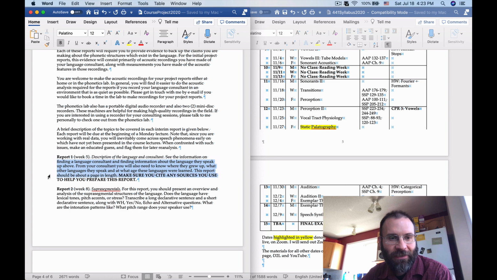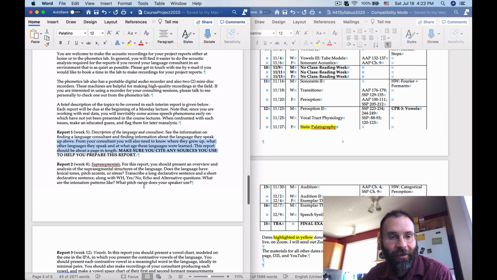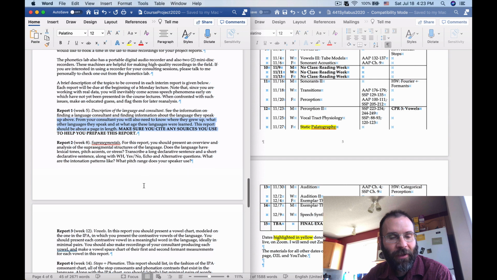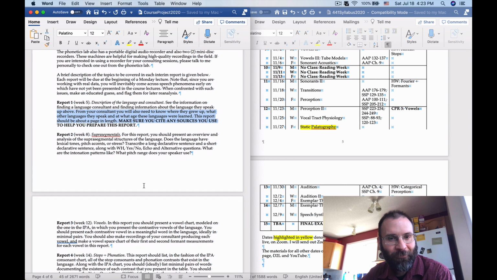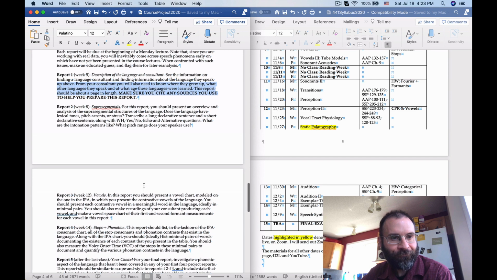You don't need to name your consultant in the paper if they don't want to have their name shared, or if you don't want to share it. All I need to know is that they're a particular person who speaks the language and some background information about them, so I know kind of how they've used the language throughout their life. You can name them if they're okay with that. It doesn't make that much of a difference either way, so I'm not going to get particular about that.